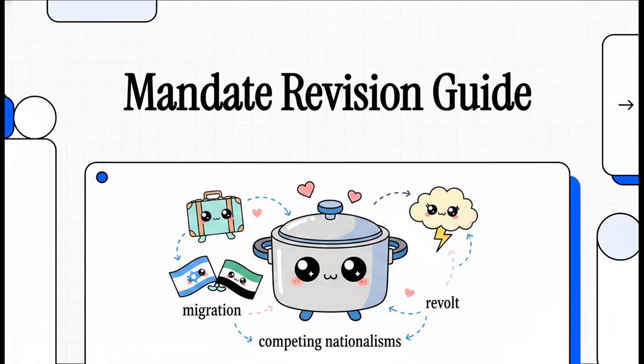To really wrap our heads around the history we're covering today, we're going to use a pressure cooker metaphor. We'll be looking at how specific historical ingredients, namely migration, competing nationalisms, and eventual revolts, all combined inside a sealed pot to create an incredibly volatile environment.